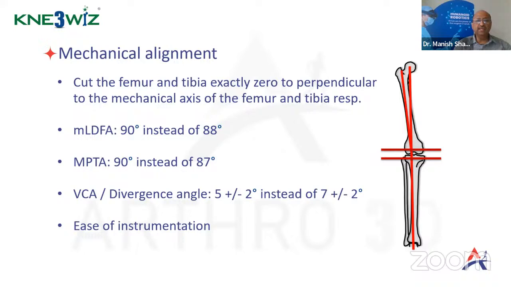Cut the femur and tibia exactly 0 to the perpendicular to the mechanical axis. Thus, we convert the lateral distal femoral angle to 90 instead of 88, and we convert the medial proximal tibial angle to 90 instead of 87. It made up for the ease of instrumentation and ensured longevity of the joint.